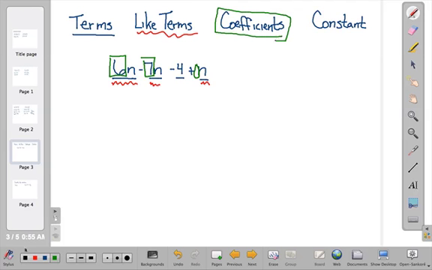And a constant, the constant is numbers that don't have variables with them at all. They're just numbers all by themselves. So the 4 right here, that is an example of a constant.